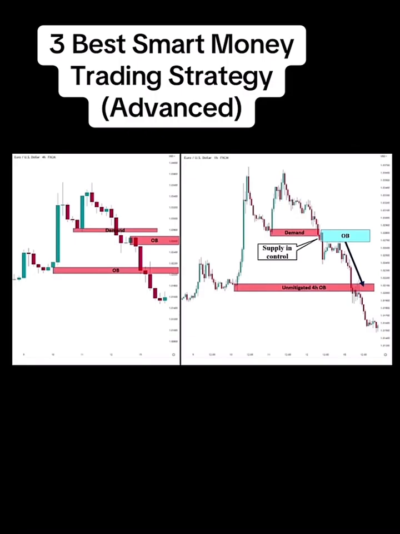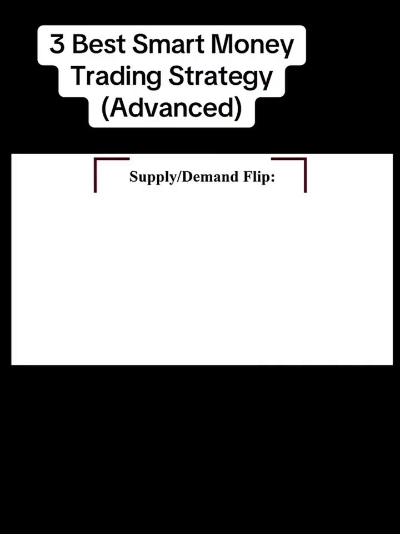Now it's time to explain our entry setups. In the second step, we observe lower time frames to execute trades based on 3 entry patterns. The first one is called the supply and demand flip.